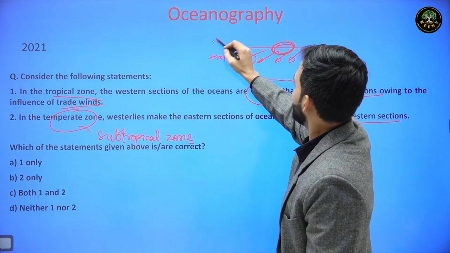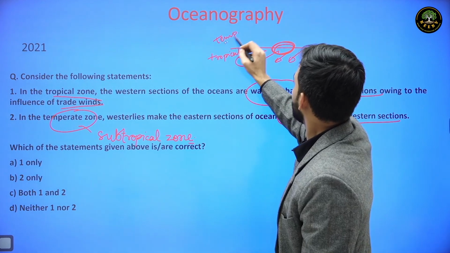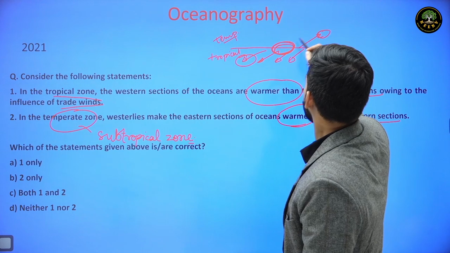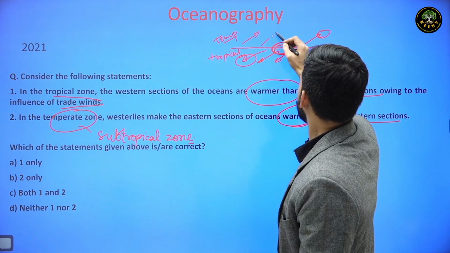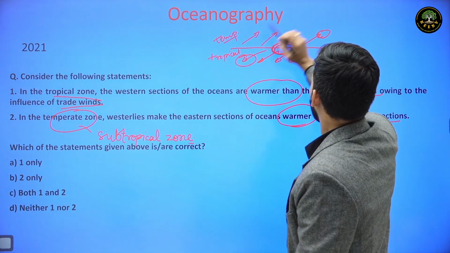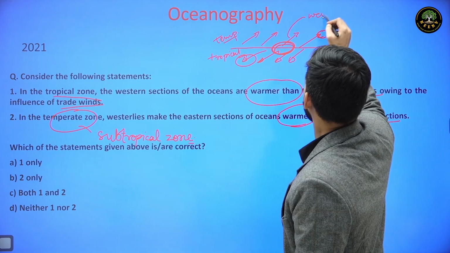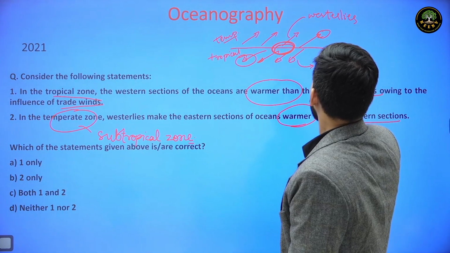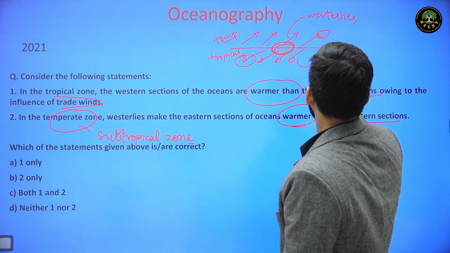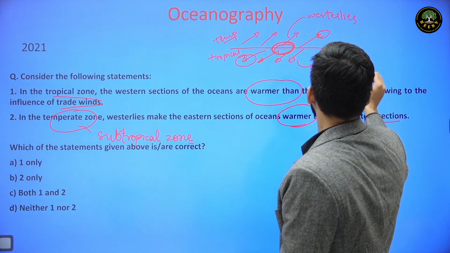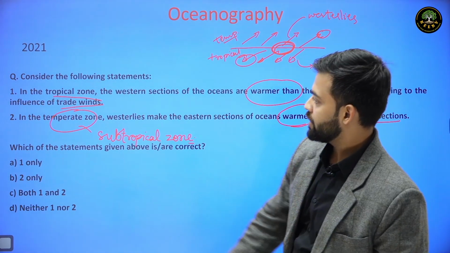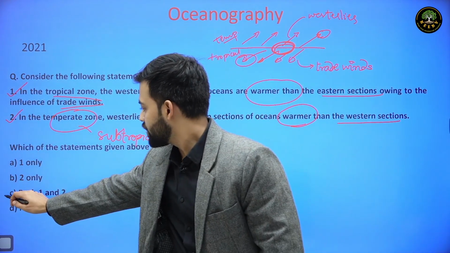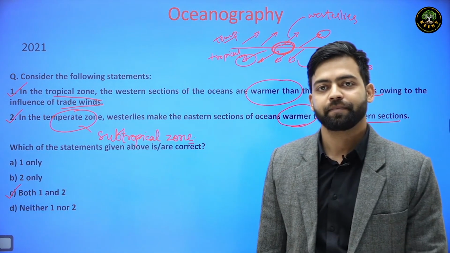And in the temperate belt, eastern sections of the oceans will be warmer as compared to the western section owing to the effect of westerlies here and because of trade winds here. So both the statements are correct. Hence, C is the correct answer. Thank you.